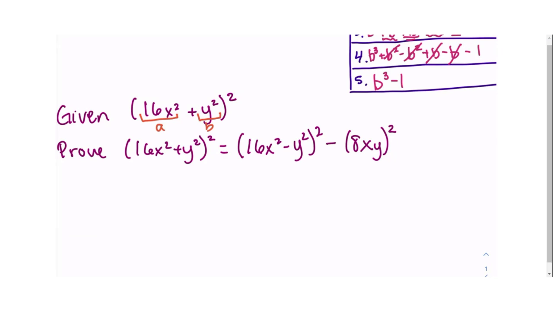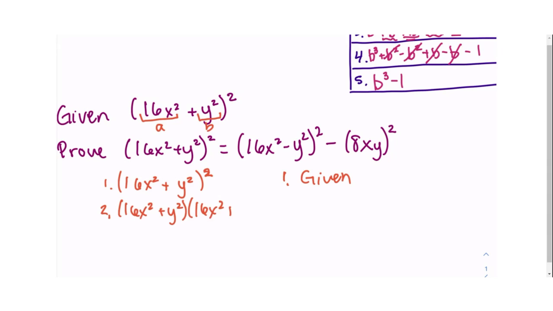It looks horrible. So step one, they'd always have whatever they had up at the top, the given. So it'd be (16x squared plus y squared) squared, and the reason is given. But then we'd have that (16x squared plus y squared). What squared means is you're multiplying it by itself, so (16x squared plus y squared) multiplied by (16x squared plus y squared). And that is the definition of squaring something, of the exponent, I'll just put. And then the next step would be distribute.